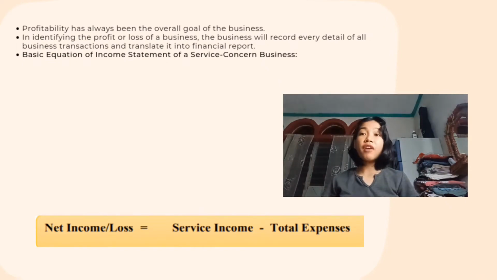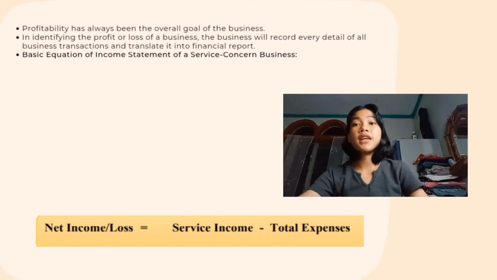In identifying the profit or loss of a business, the business will record every detail of all business transactions and translate it into a financial report. An income statement is a financial report that reveals the total revenue or income, total expenses incurred during the conduct of the business, and most of all the net profit or net loss as a result of business operations over a specified period of time.